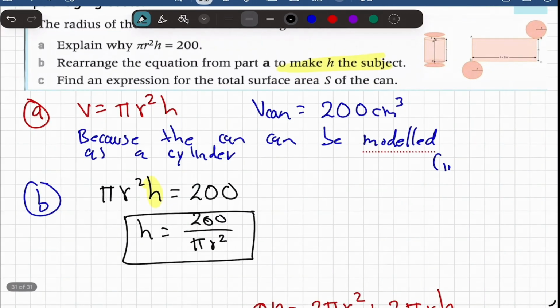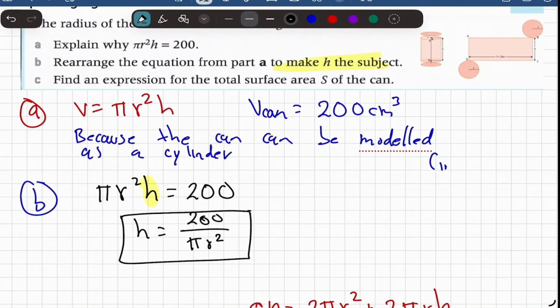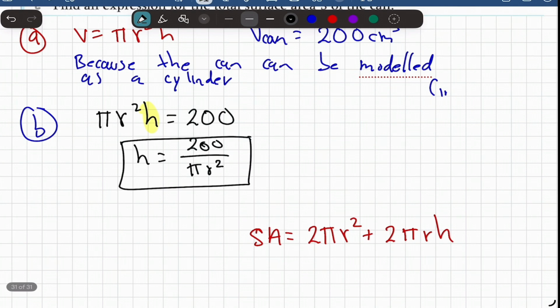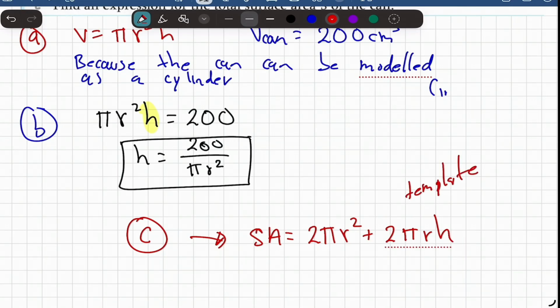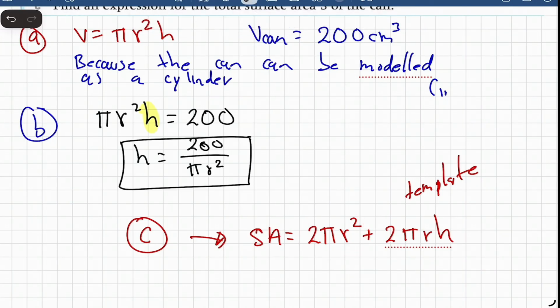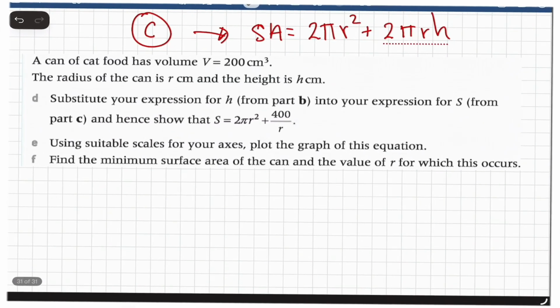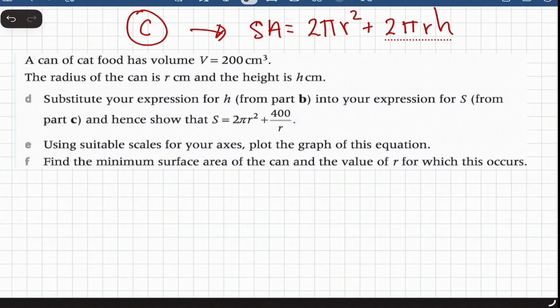Then C, find an expression for the total surface area of the can or the cylinder. Okay, so we already have this. Remember, this is the template that we have to build the cylinder. So two circles plus the rectangle. So we already have this. Okay, continue with the example. We have D. Substitute your expression for h into your expression for S. In this case, we are going to use SA.